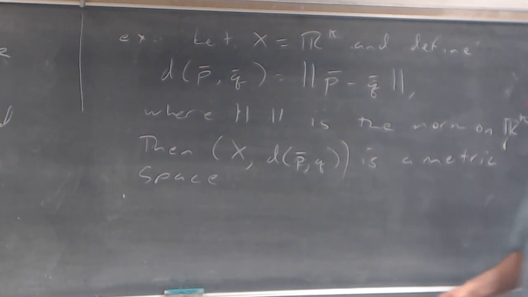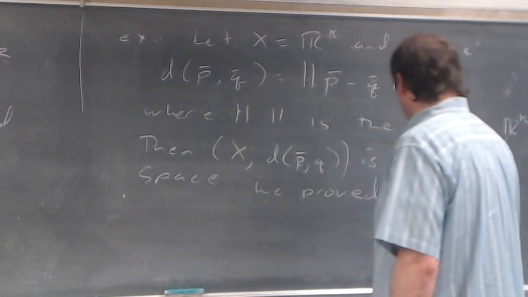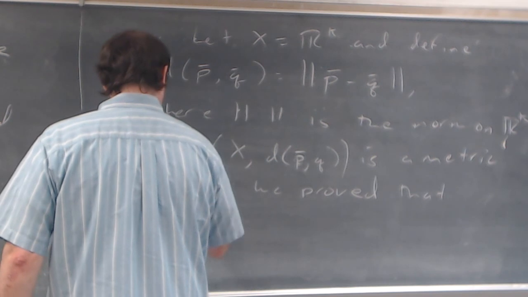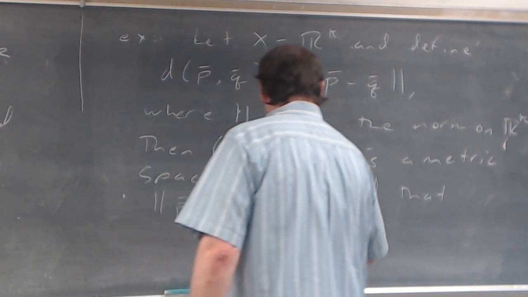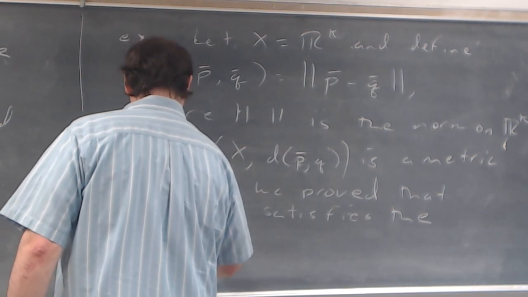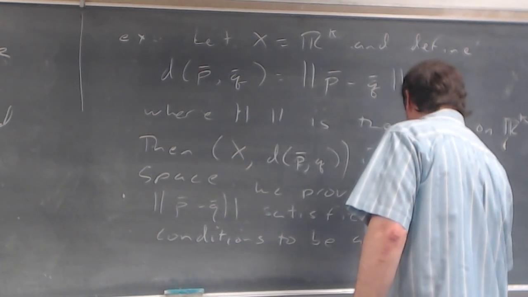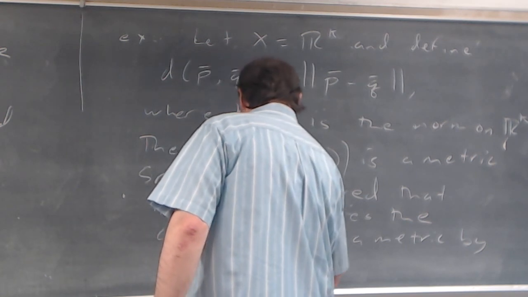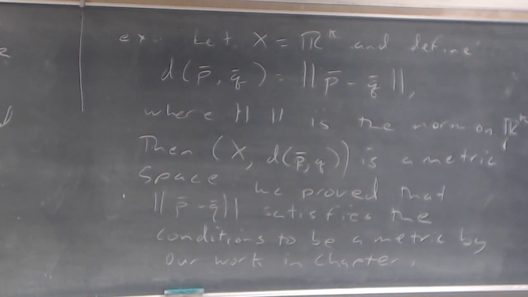Okay. We proved that this p minus q satisfies the conditions to be a metric by our work in chapter 1. So I'd like for you to refer back to that if you need to.